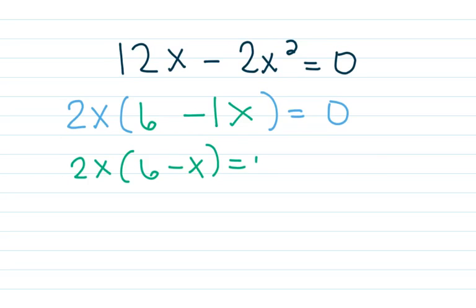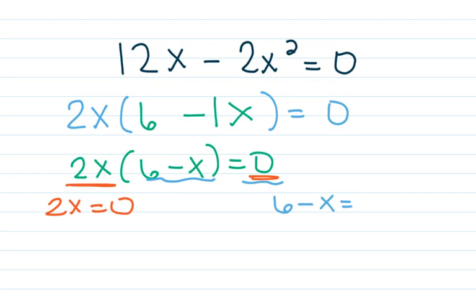You don't have to have the 1 if you wanted. Make 2x equal to 0 because it's one of the factors. Make 6 minus x equal to 0 because it's the other factor. And get your 2 answers. Divide to get the x by itself. So 0 divided by 2 is still 0.